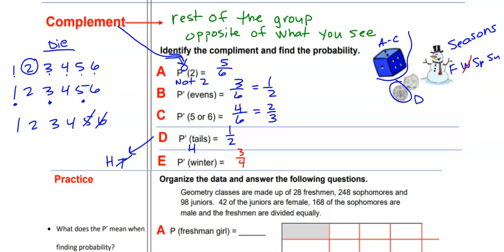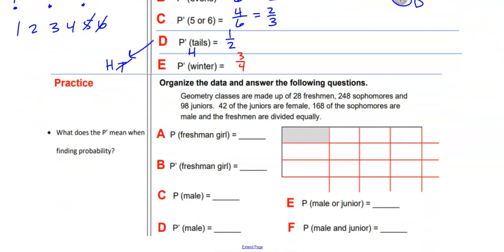All right, and then last example here, bear with me for one more. It says organize the data and answer the following questions. Geometry classes are made up of 28 freshmen, 248 sophomores, 98 juniors. 42 of the juniors are female. Okay, there's a lot of information going on here. So we need to organize it.